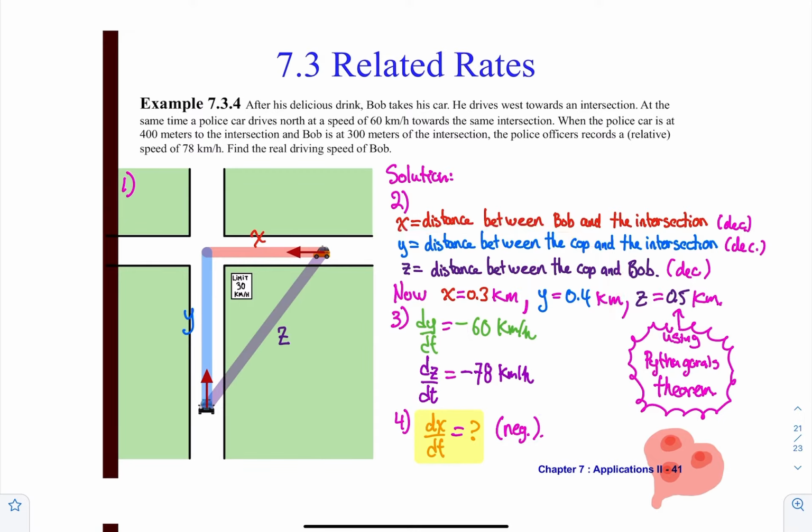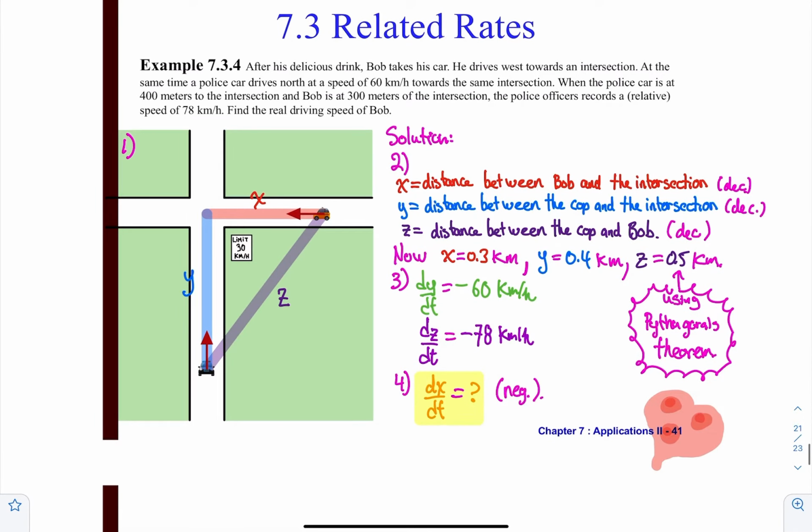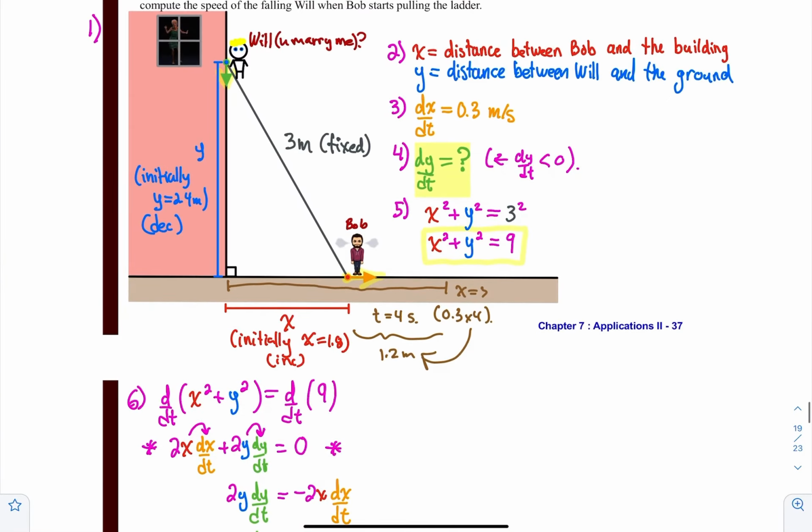So again, here you can see that what links everything together is a right triangle. This question is very similar to Will's ladder, but here every side of the triangle is shrinking. If you remember, in Will's ladder example, the hypotenuse was a fixed quantity because the ladder was 3 meters. The height, the y value, was going down because Will was falling, and meanwhile the base, the x value, was getting bigger because I was pulling away from the corner.